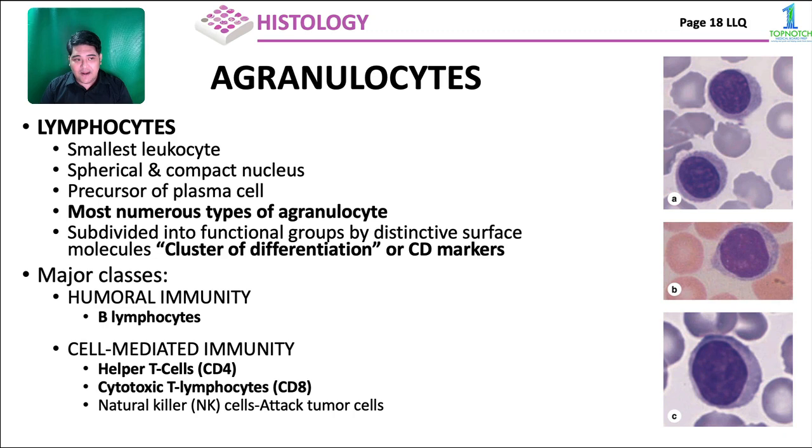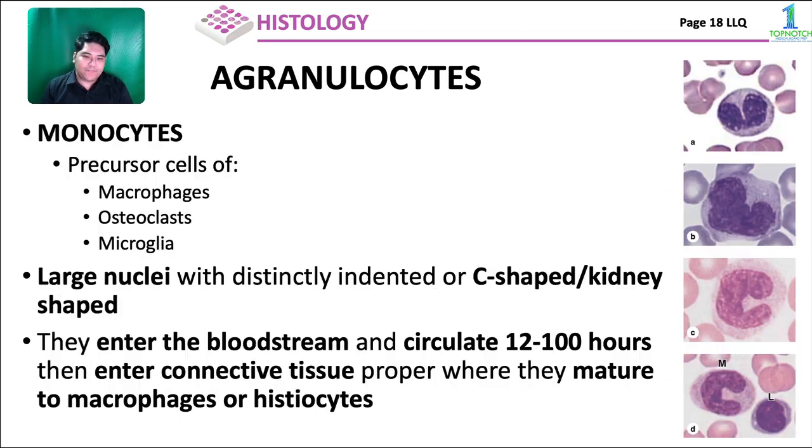The major classes of your lymphocytes: humoral immunity, more of your B lymphocytes, the precursor of your plasma cell. And then cell-mediated immunity, which involves clusters of differentiation like your helper T cell, CD4, which decreases in HIV. And then you have your cytotoxic T lymphocytes, your CD8. And then you have your natural killer cells, which attack tumor cells.